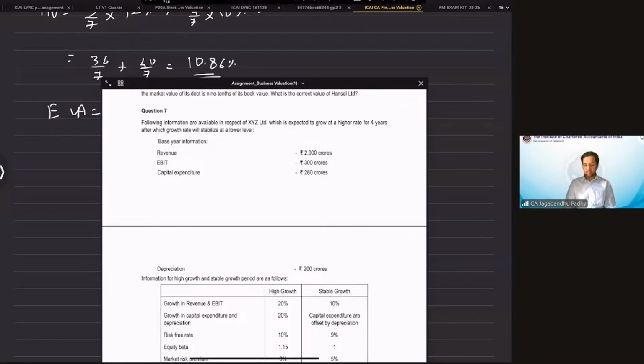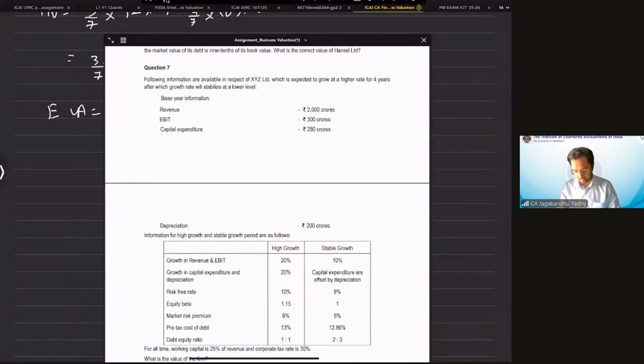The following information is available in respect of XYZ Limited, which is expected to grow at a higher rate for 4 years, after which the growth rate will stabilize at a lower level. Revenue is 2000 crores, EBIT is 300 crores, capital expenditure is 280 crores, depreciation is 200 crores. Information for high growth and stable growth period are as follows. So we have the high growth numbers and the stable growth numbers available with us.